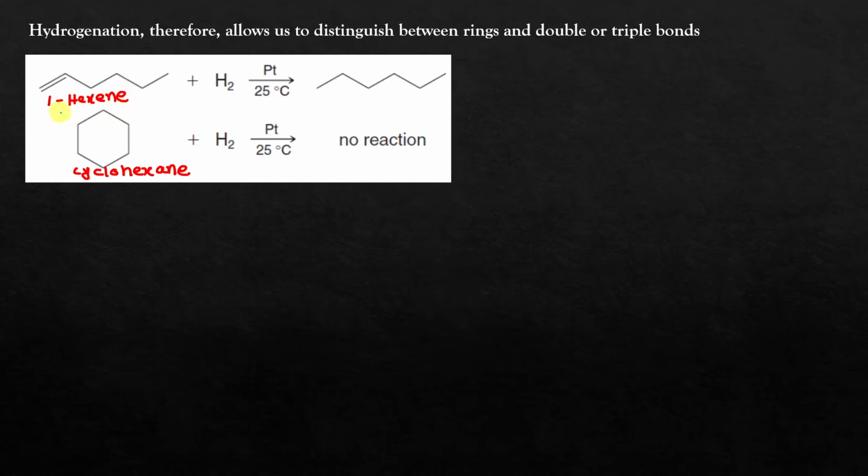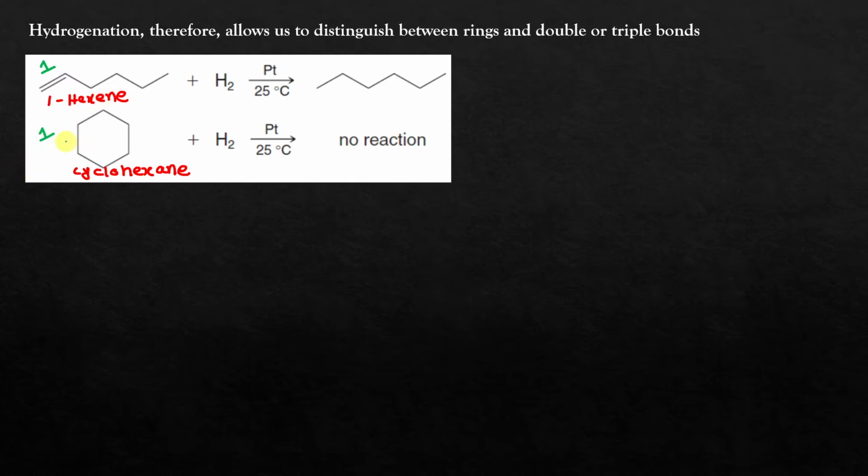Suppose you take an example of these two things. The first compound is 1-hexene and the second compound is cyclohexane. Now both of these compounds have an IHD of 1, because the first has one double bond, so it has an IHD of 1, and the second has one ring, so it also has an IHD of 1.